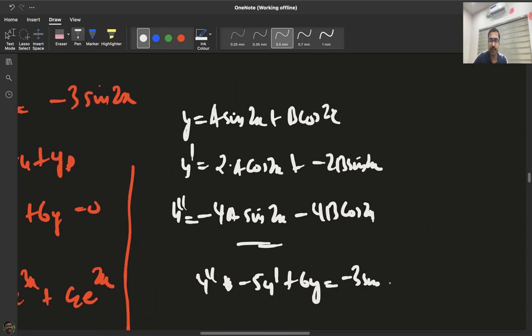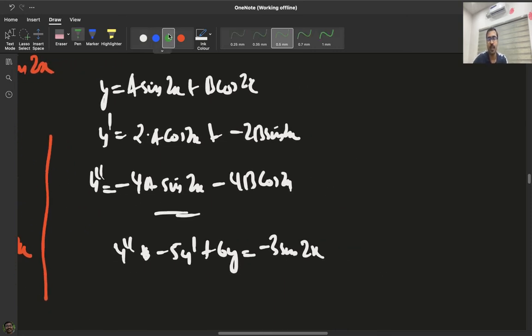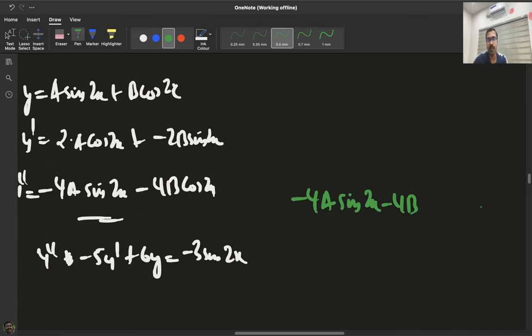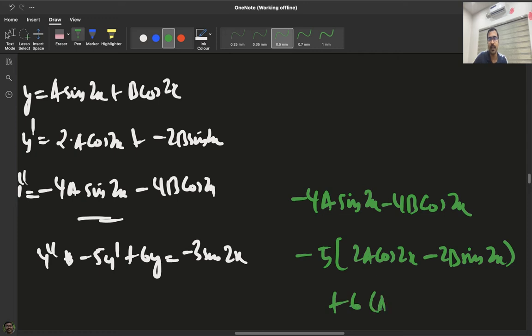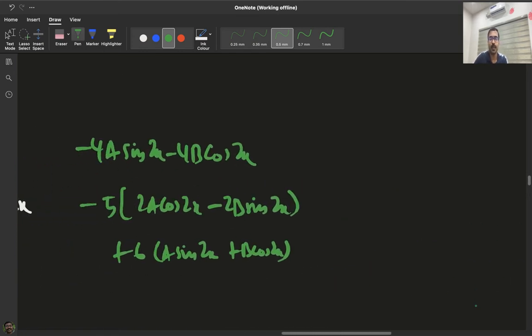So let us substitute everything to find the values of A and B by comparing the coefficients. So what will you get? y double dash is minus 4A sin 2x minus 4B cos 2x, minus 5 into y dash, which is 2A cos 2x minus 2B sin 2x, right? Plus 6 into y, which is A sin 2x plus B cos 2x. And then your RHS is minus 3 sin 2x.